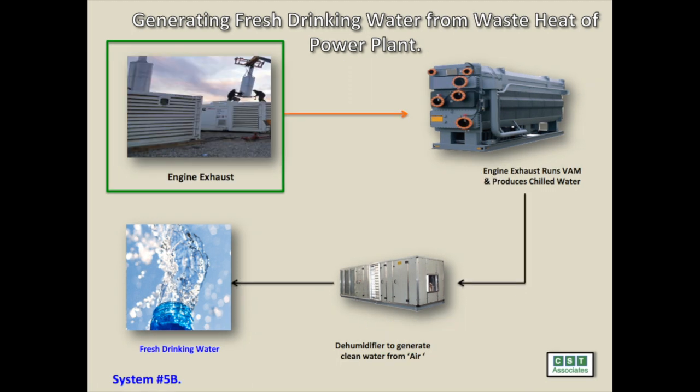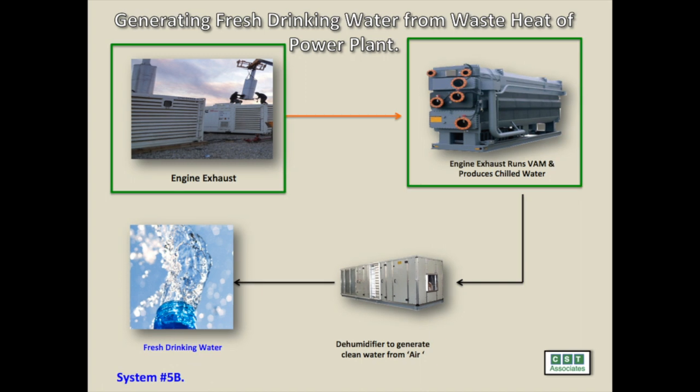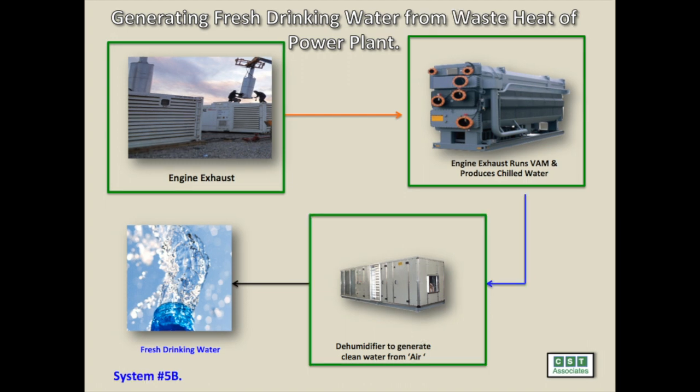The next system, using the exhaust of a power plant that runs on liquid fuels like diesel, HFO, LDO, kerosene oil, or even gas for condensing water from air, consists of two major components. The first is the vapor absorption machine. The exhaust of engines is directly fed to the machine, which produces chilled water at 7 degrees centigrade, and the chilled water is made to pass through a dehumidifier. This condensed water can be further filtered for making it drinkable, or can be directly used for process.